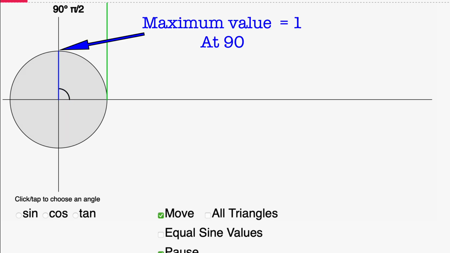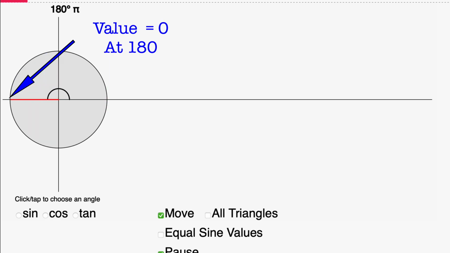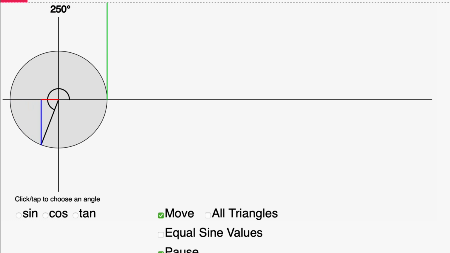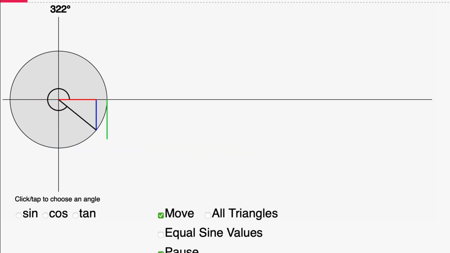You can see that it increases to a maximum value of 1 at theta equals 90 degrees, decreases to 0 at 180 degrees, continues decreasing to minus 1 at 270, and back to 0 at 360. From then onwards, it repeats the same cycle potentially forever.